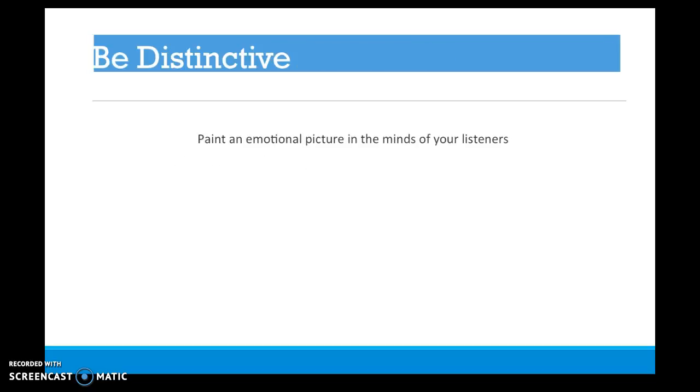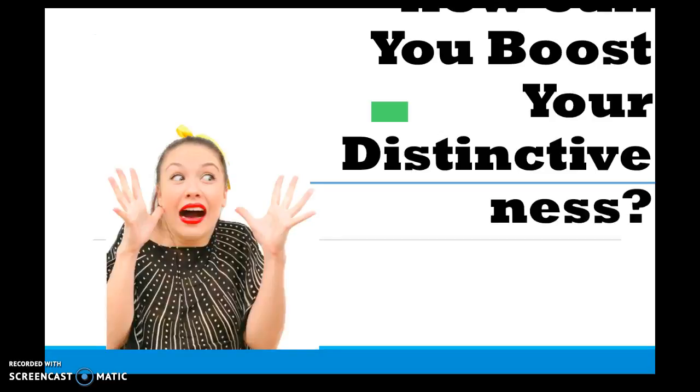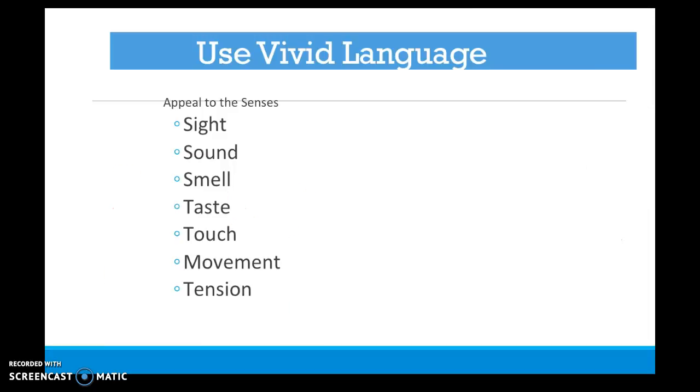Be distinctive. Paint an emotional picture in the minds of your readers. Use unique, attention-grabbing language. Okay, so now how do you boost your distinctiveness? Ways to appeal using language would have the audience imagining, seeing, hearing, tasting, smelling, and touching what you are referring to. You use vivid language that has enough appeals to keep your audience interested and listening.